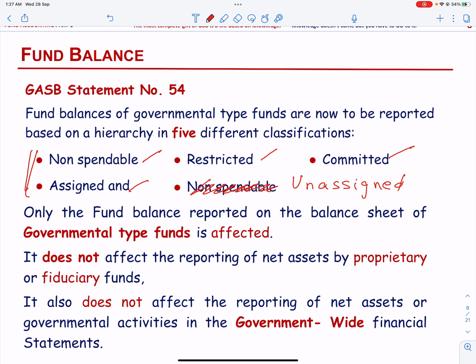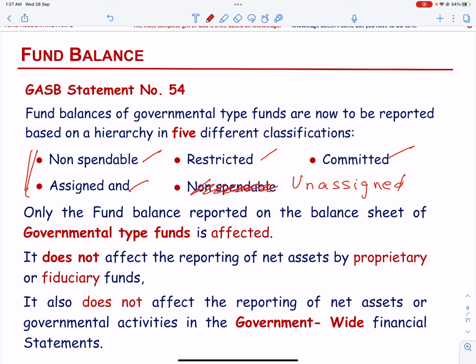Non-spendable amounts are those that are not in spendable form, like supplies and inventories, or those that need to be maintained intact. For example, the government has a restricted investment. They can use the interest for any purpose, but the investment is to be kept intact. They can use interest only if there is a restricted investment.